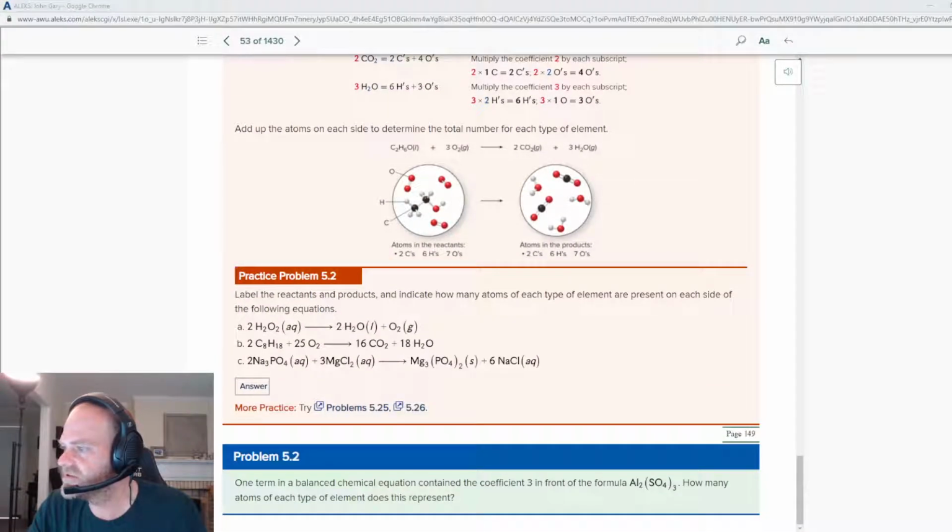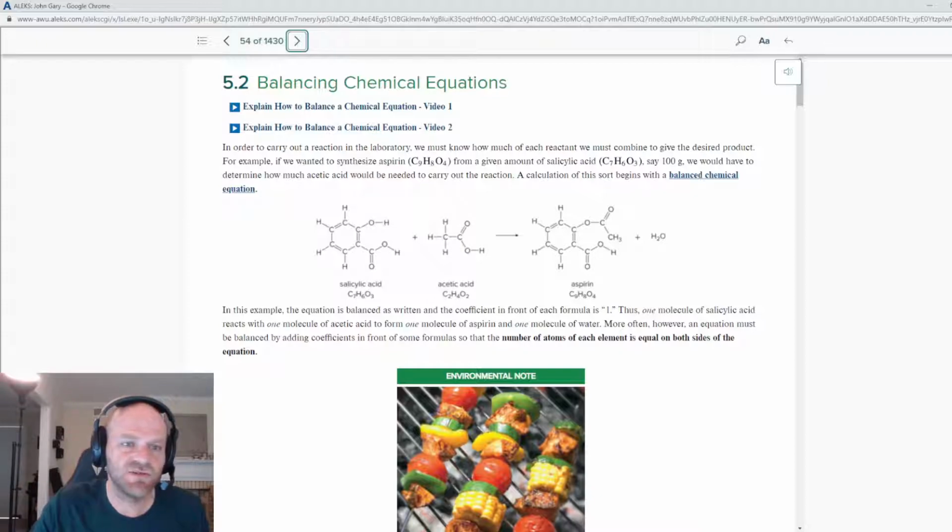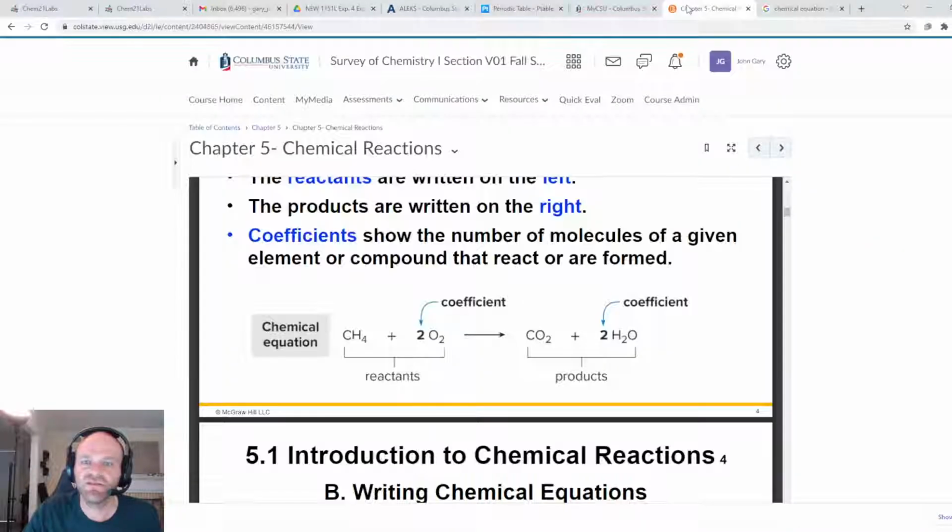All right, so here are some practice problems. Label reactants and products. Indicate how many atoms of each type of element are present. And remember, you have to have the same number of atoms on both sides. All right, so now let's get to balancing chemical equations.